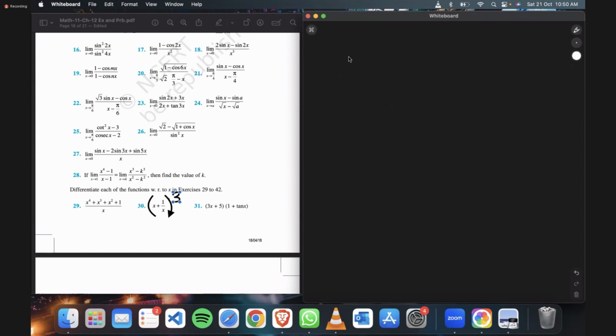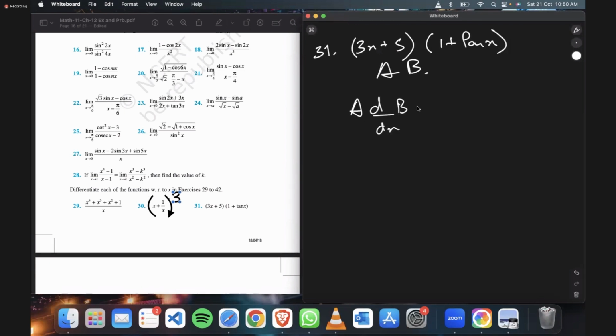So let's move on to the next question, which is question number 31: (3x + 5)(1 + tan x). Same thing goes here. You can differentiate it by considering two functions a and b, and then a d/dx of b plus b d/dx of a. Otherwise, you can just open those brackets up, multiply the whole thing, and then proceed.